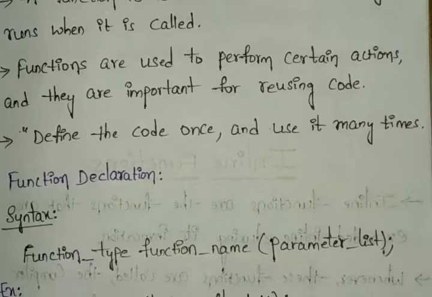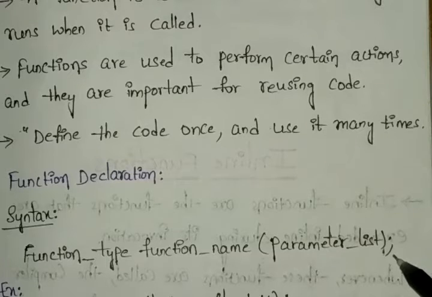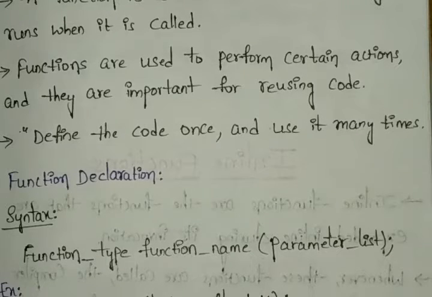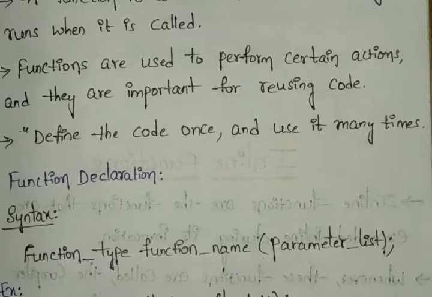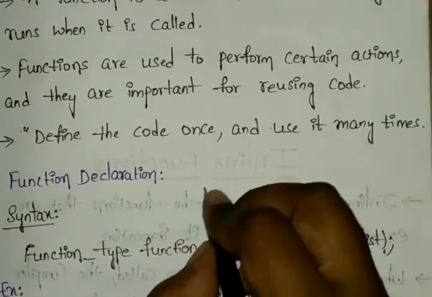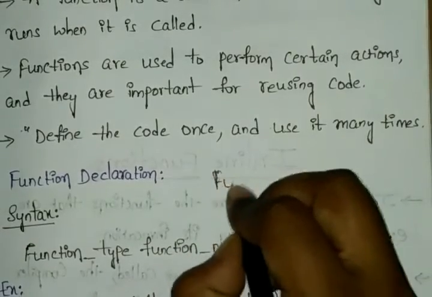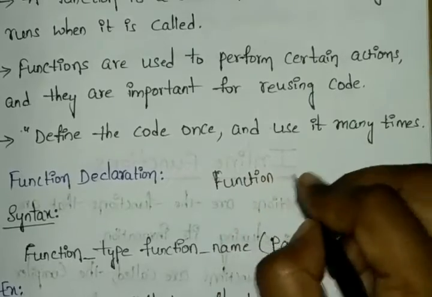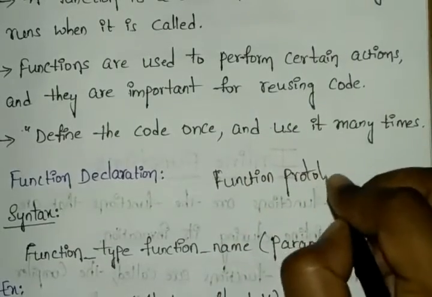So it may be int A, int B, like that. Here we can pass anything. And these declarations are terminated by a semicolon. At the end you can see it is terminated by a semicolon. And we can also call this type of declaration the function prototype.